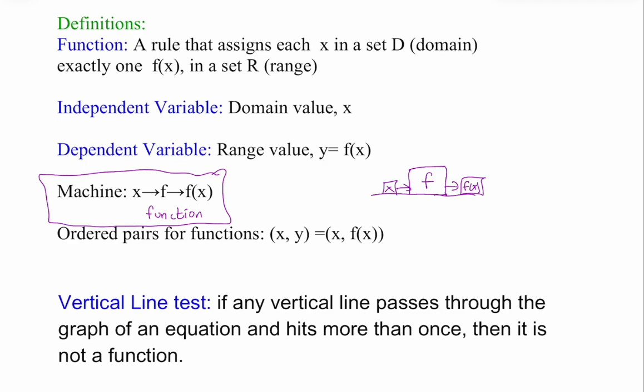That x is your independent variable. It's assigned to exactly one y, or f of x for functions. Think of a function like a machine. If you want to look at the graph, a vertical line test is going to tell you if it's a function or not.